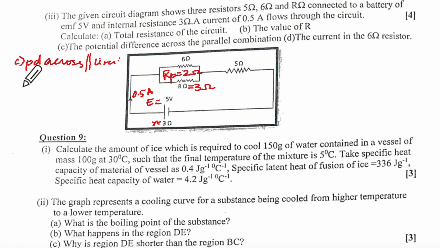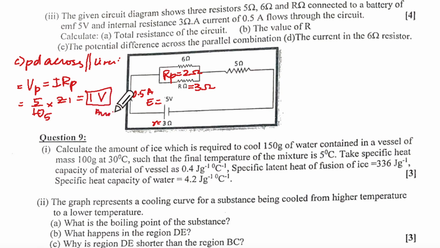Circuit. Parallel PD circuit will be equal to VP, V equals to IRP. So 0.5 into 2. So I is how much? 5 upon 10 into RP is how much? 2. 2 ones, 2 fives. So how much it is? 1 volt. This becomes our answer C.